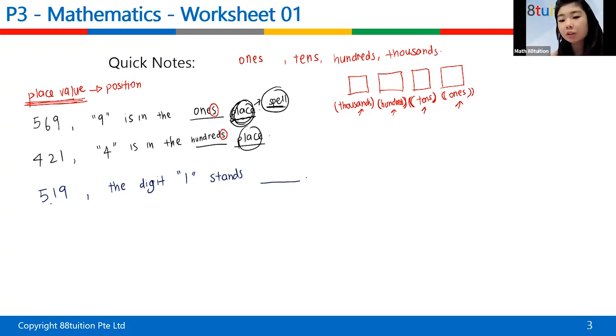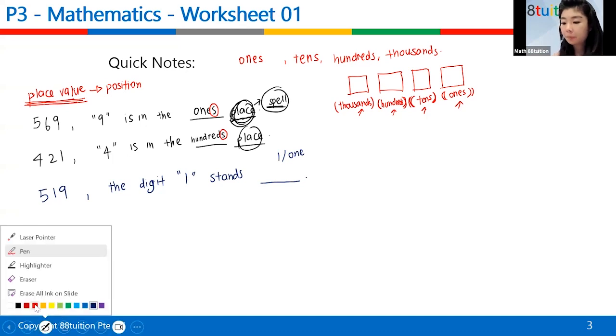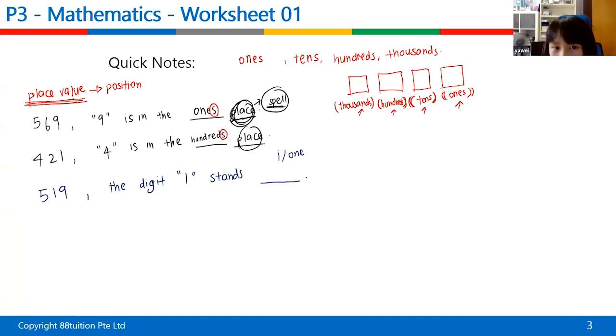You say in 519, the digit 1 stands for 1. Is that correct? Is that your answer? So will you write 1 or will you write 1? Which one will you put? Will you write the number or will you spell it out? Write the number.